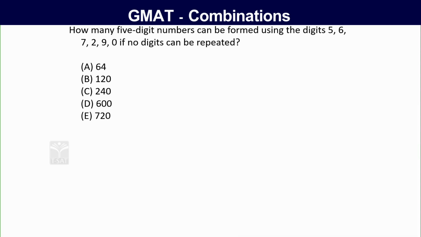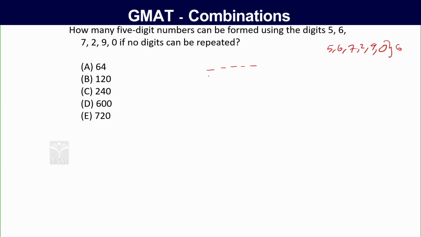Let's look at another question. How many 5-digit numbers can be formed using 567290 if no digits can be repeated? So you want a 5-digit number, okay, and you're given these digits 5, 6, 7, 2, 9 and 0. There are totally 6 different digits.